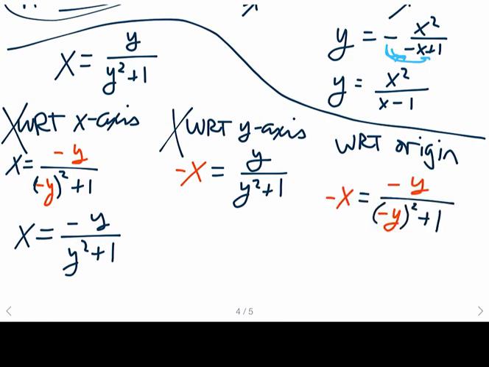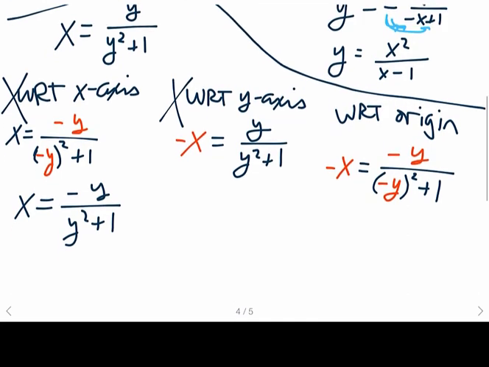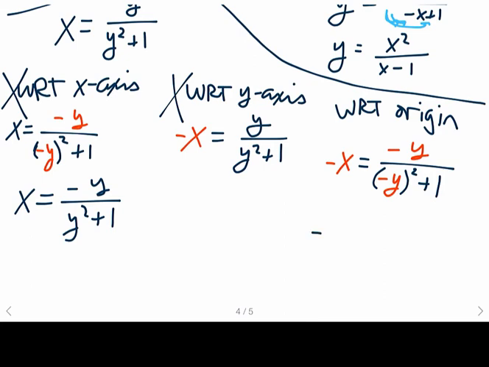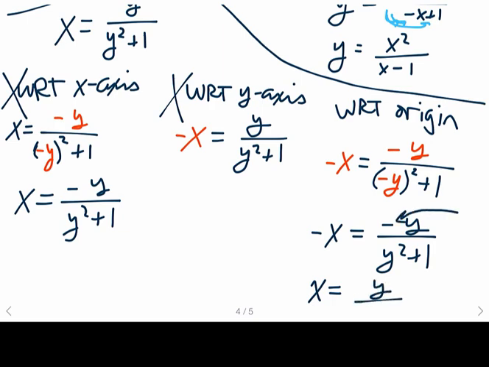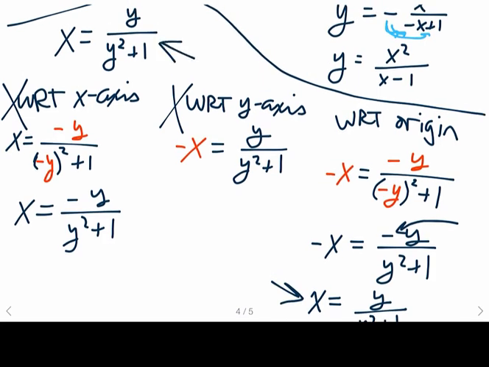Finally, testing with respect to the origin, we replace both x and y by negative x and negative y. We have negative x equals negative y over negative y squared plus 1. When I simplify this a bit, I have negative x equals negative y over y squared plus 1. And if I multiply both sides by a negative 1 to get x by itself, we get x equals the y in the numerator on the right-hand side changes signs. We still have y squared plus 1 in the denominator, and this matches the original equation that we had. And so we do have symmetry with respect to the origin.